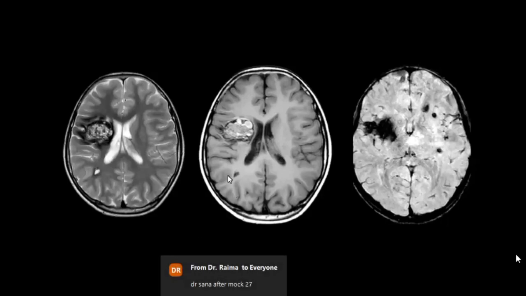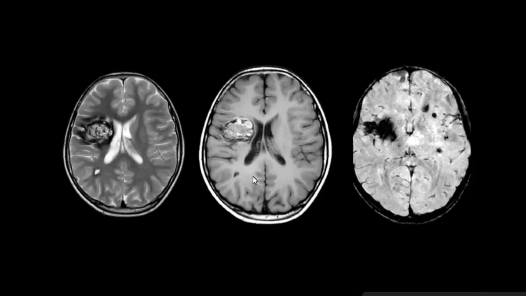Okay. There's another one in the T1 and T2 weighted. There's another smaller one here. Okay. Yes, ma'am. Ventricle system, rest of the brain parenchyma are unremarkable.